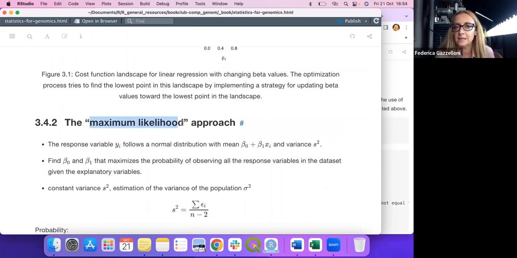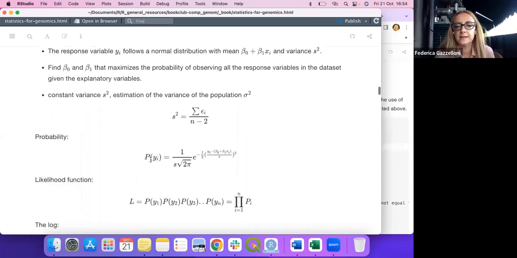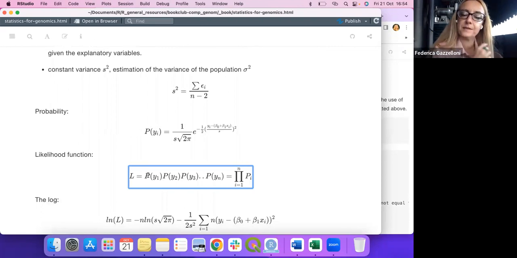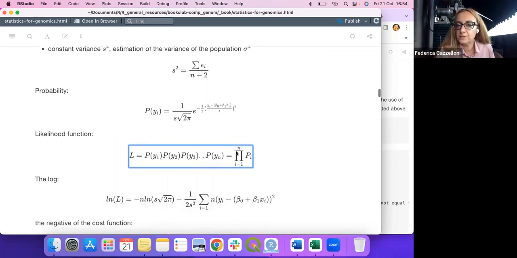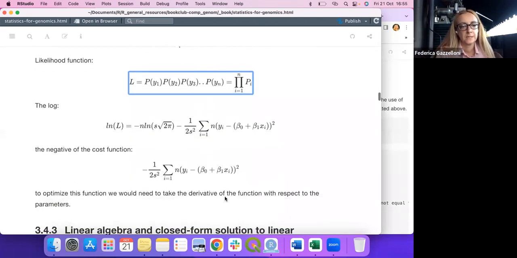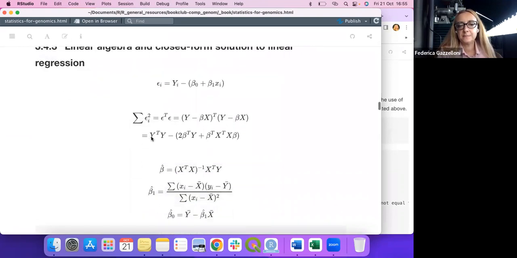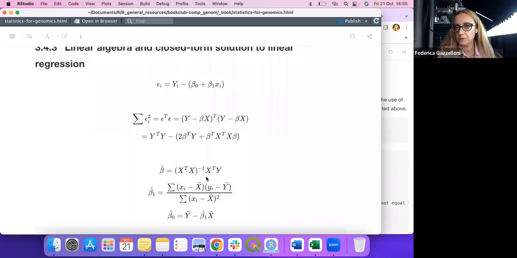The other approach is the maximum likelihood, which considers the probability of a normal distribution, a Gaussian distribution, and the likelihood function. Basically, it multiplies the probability of each of your data points, and the maximum probability that you can find is the one that fits the data that you want. And then this is a bit of algebra to show you what is happening inside the formula when you make a model. Basically, there is a matrix that combines.